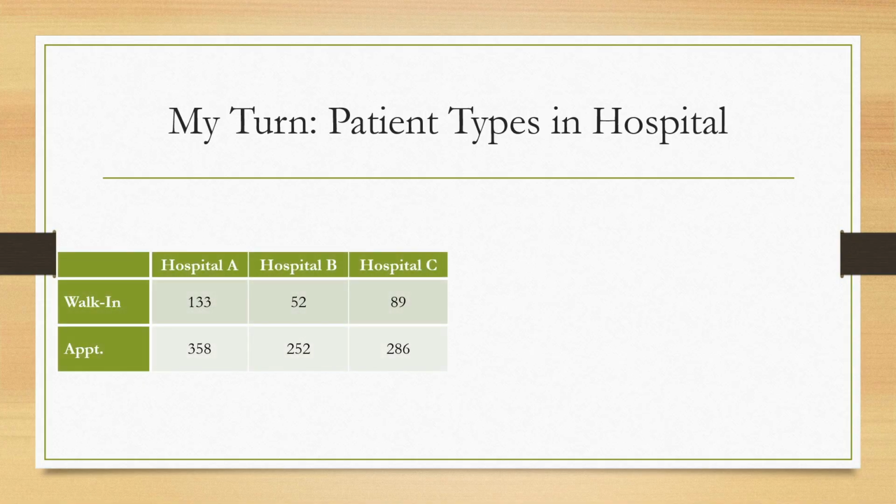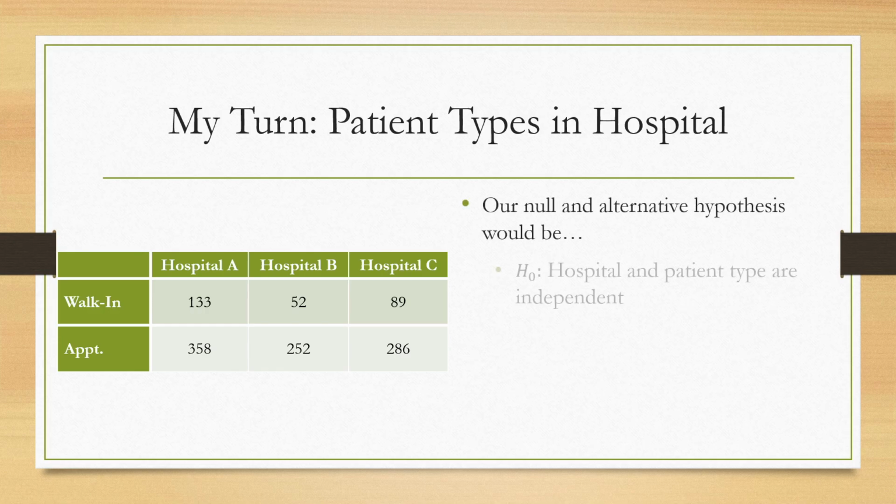All right, so here we have a table. We have our walk-ins. These are actually the previous numbers that we used on the previous example for hospital A, B, and C. But now we've added the appointment patients, and at this particular hospital in this particular region, we have many more appointment patients than walk-in patients.